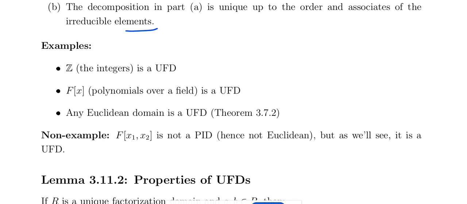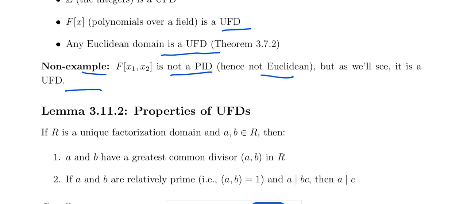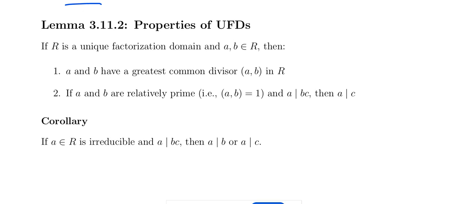So Z is a unique factorization domain. F[x], the polynomials over a field, is a unique factorization domain. Any Euclidean domain is a unique factorization domain. As a non-example, F[x1, x2] is not a principal ideal domain and not a Euclidean domain, but it is a unique factorization domain.